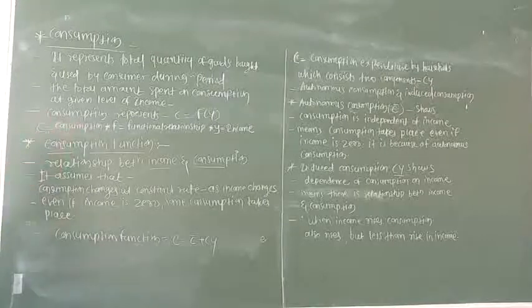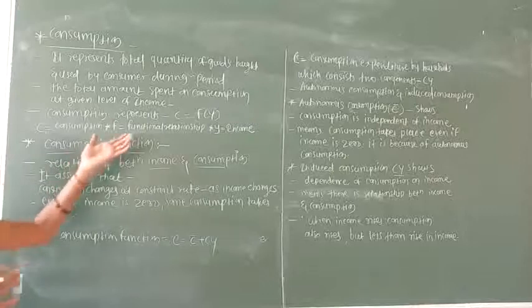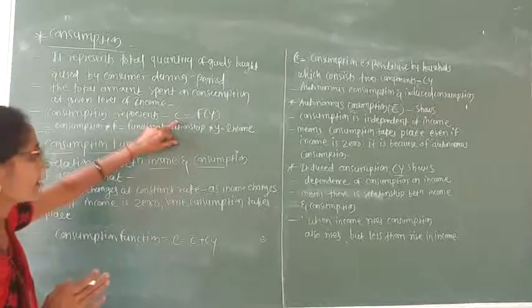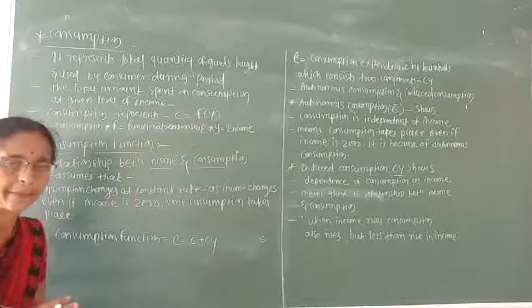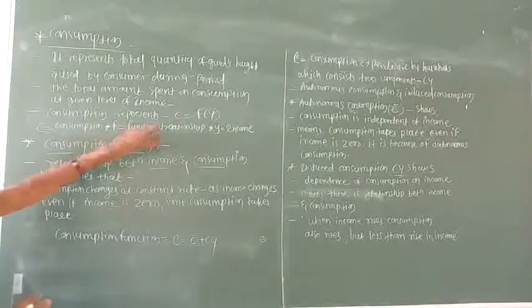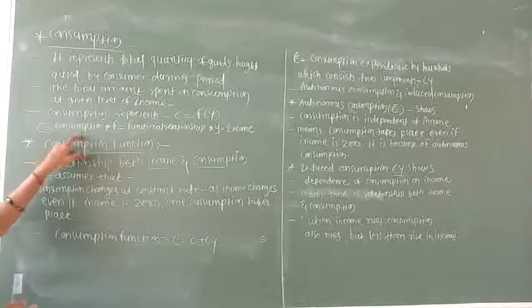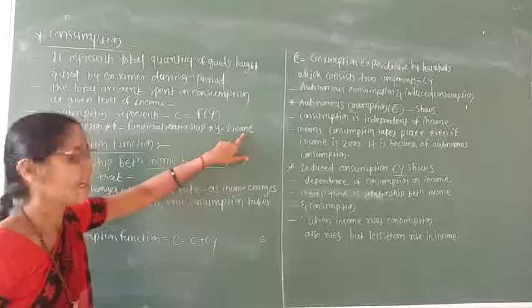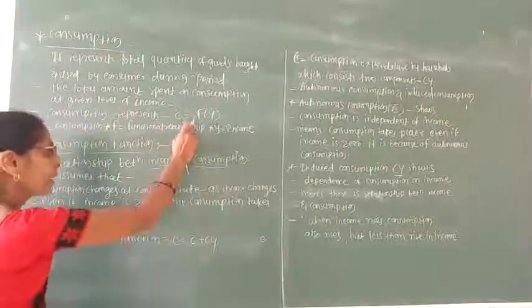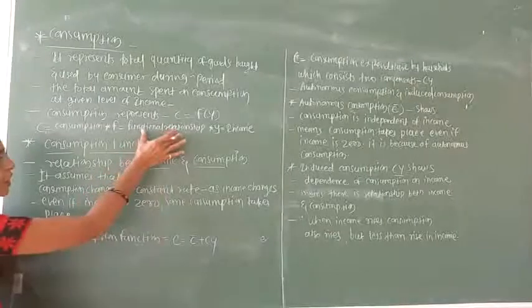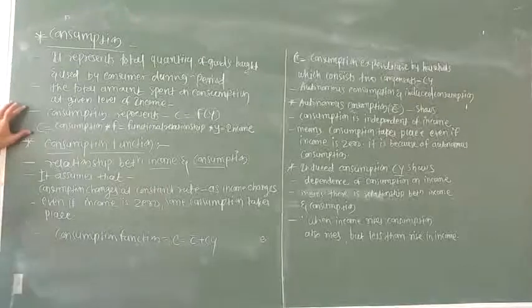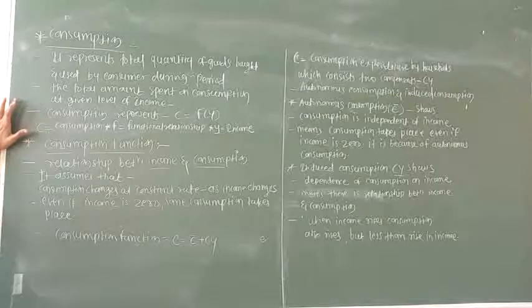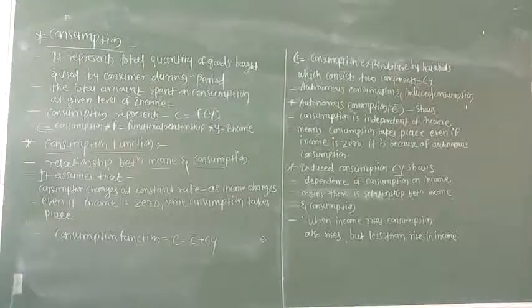Students, consumption is represented or denoted by C equal to F in bracket Y. Here C means the consumption and Y means the income, and F means the functional relationship. So in this way consumption is represented as C equal to F(Y).